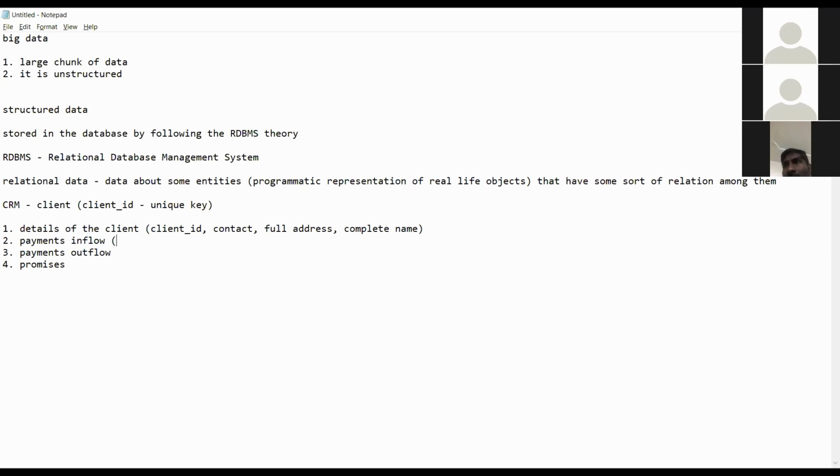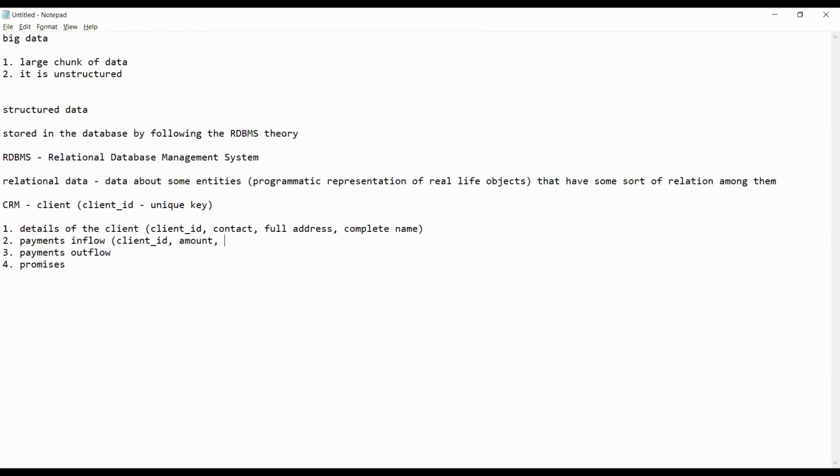When we are talking about payments inflow, we are talking about the same client ID, and the amount, maybe the date on which the money is coming, and maybe if there are installments going on, installment dates. Let's talk about outflow. That also involves the client ID. Let's keep it short and talk about the first two parts. This client ID is the unique key that is making the relationship between these two things work together. Now, what are the entities over here?